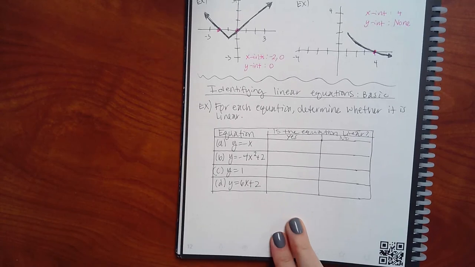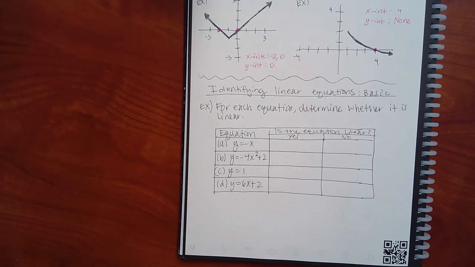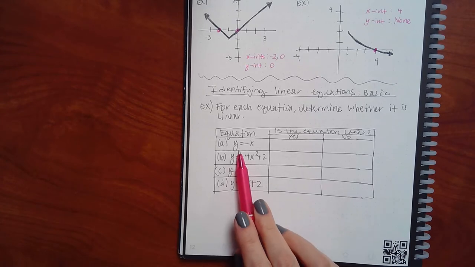Now here it talks about identifying linear equations, and this one's the basic. There's gonna be another one that's advanced in a little bit. Essentially, what you're looking at is you just wanna make sure that the exponent on y and the exponent on x are both one or none, meaning there's either just y to the one power or no y's at all, or x to the one power or no x's at all. On that first one, A, you have y to the first power.